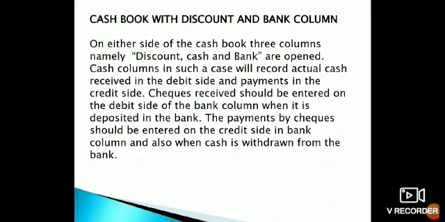Cash book with discount and bank column. On either side of the cash book, three columns namely discount, cash and bank are opened. Cash columns in such a case will record actual cash received in the debit side and payments in the credit side. Checks received should be entered on the debit side of the bank column when it is deposited in the bank. The payments by checks should be entered on the credit side in bank column and also when cash is withdrawn from the bank.